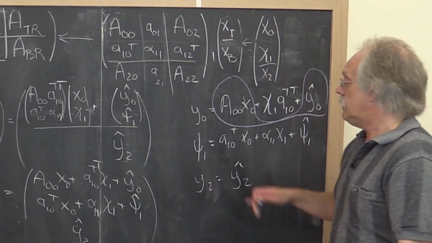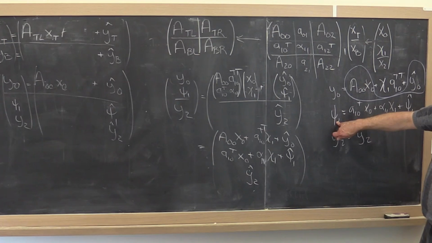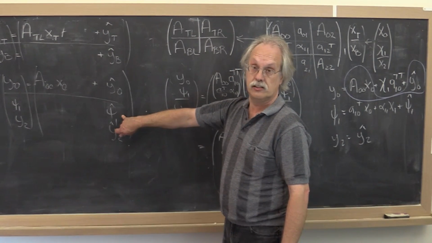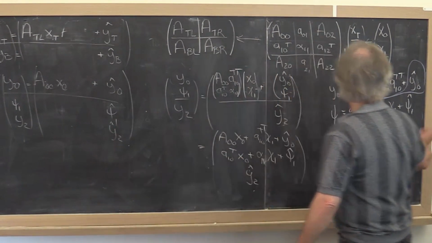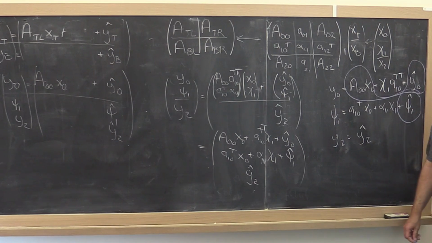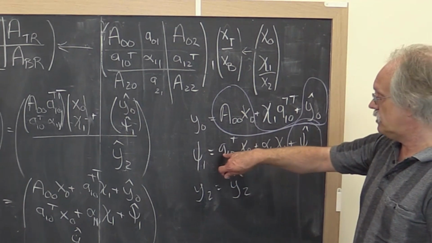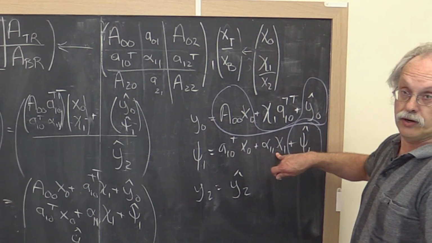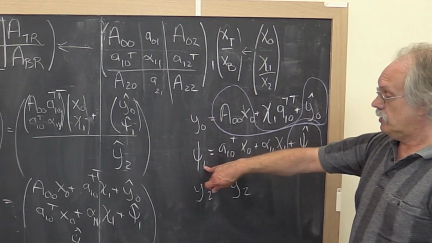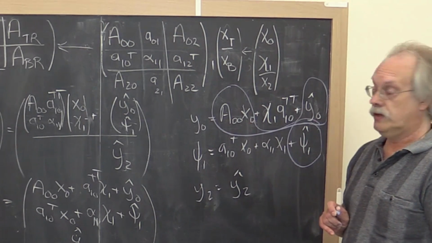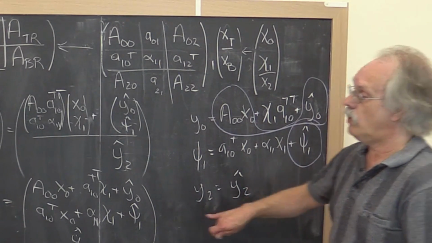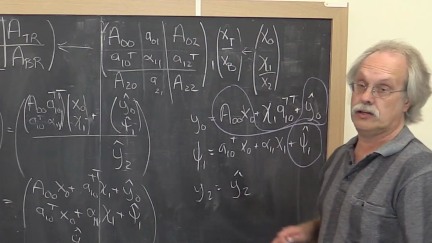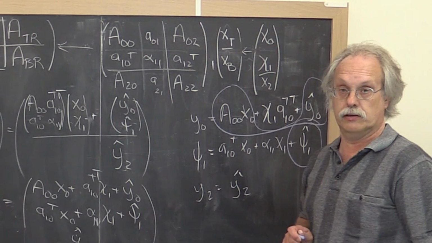Okay? Then you look at psi 1 and you say, well, psi 1 already contains its original contents psi 1 hat. So this is already in psi 1. And what we need to do is update it with this dot product plus the scalar product. And that tells us how to update psi 1. And then we look at y2 and we say y2 already has y2 hat in it. It needs to have y2 hat in it, so nothing needs to happen to it whatsoever.